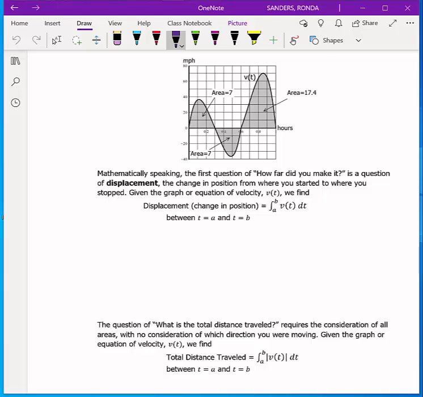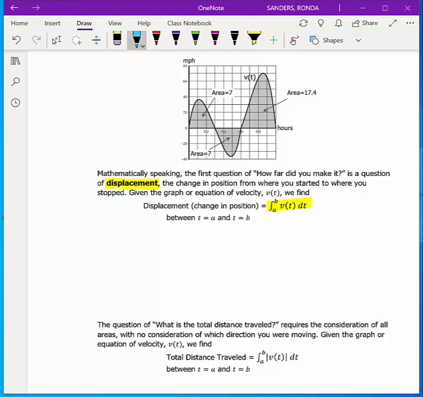Mathematically speaking, the first question of how far did you make it is a question of displacement, the change in position from where you started to where you stopped. Given the graph or equation of velocity v of t, we can calculate the displacement by evaluating the integral between a and b of v of t dt.